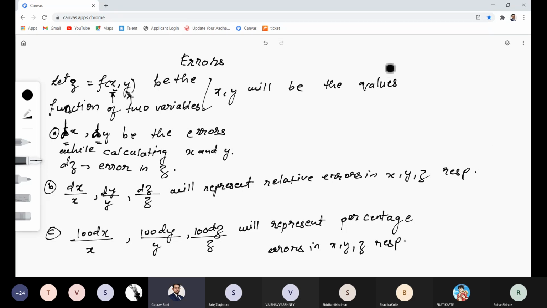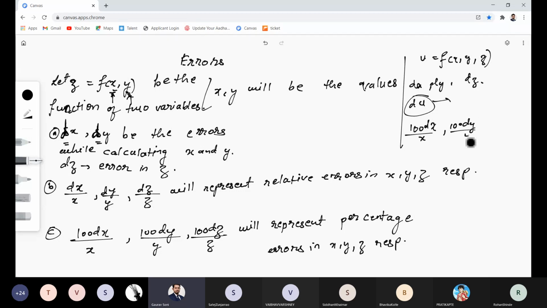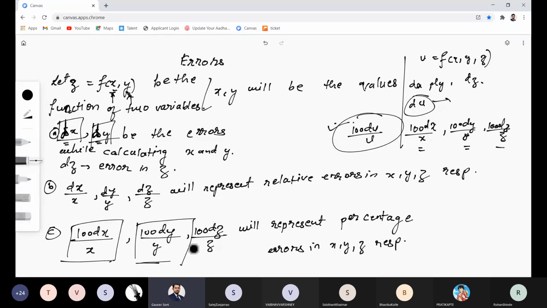The same thing can be done for u equal to f of x, y, z. Then dx, dy, dz are the errors while calculating x, y, z. So correspondingly, du will be the error in the value of u. Then 100 into dx upon x, 100 into dy upon y, 100 into dz upon z will represent percentage errors in x, y, z. Correspondingly, the percentage error in u will be given by 100 into du upon u. So that is all the theory part about the error function. Once we understand dx, dy, dz, and 100 into dx upon x, dy upon y, dz upon z, these are the percentages we are going to need.